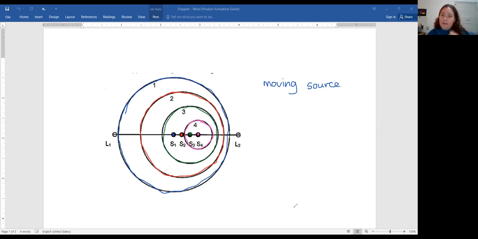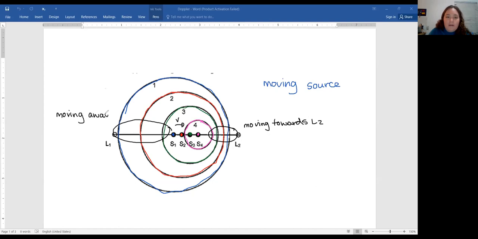Now what we're going to do is look at the number of waves that are going to hit per second. Do you notice that because this source is moving in this direction, it is effectively moving towards listener two? Do you notice over here, because it's moving towards the right, it is moving away from listener one? If you look at the waves, can you see that there are more waves bunched up together heading towards listener two? So listener two is going to get a higher frequency, more waves per unit time will detect a higher frequency. Here, the waves are spreading out.